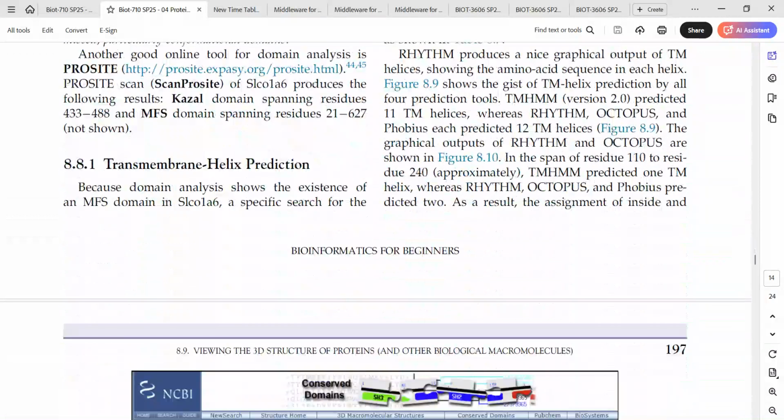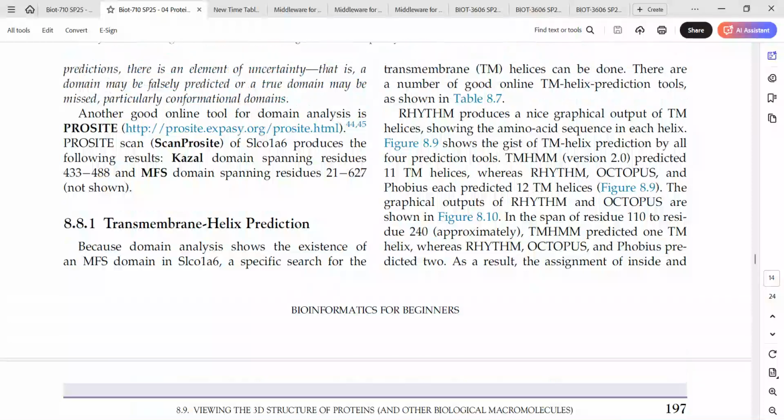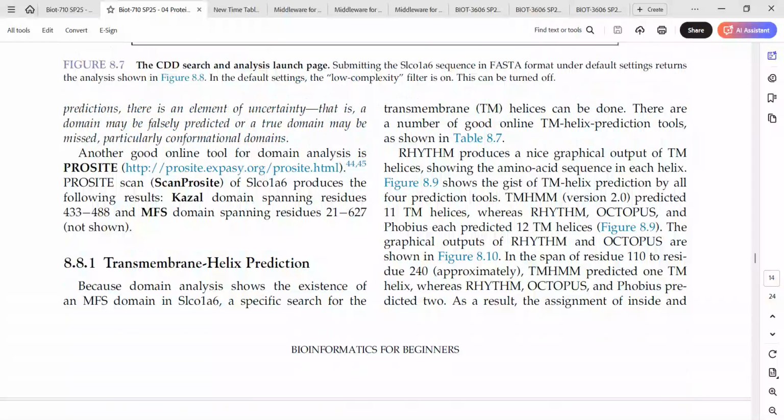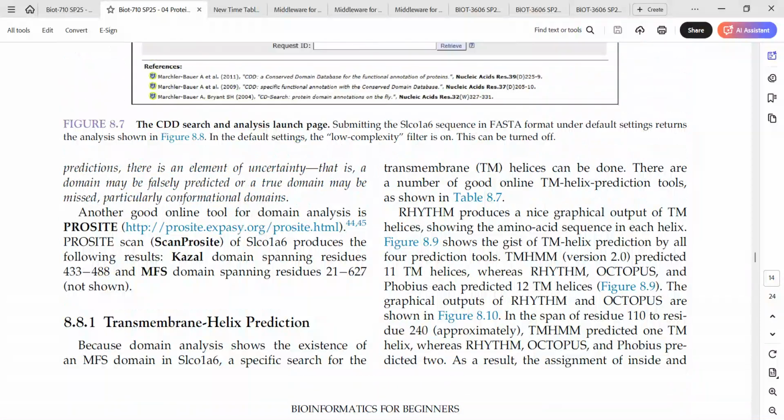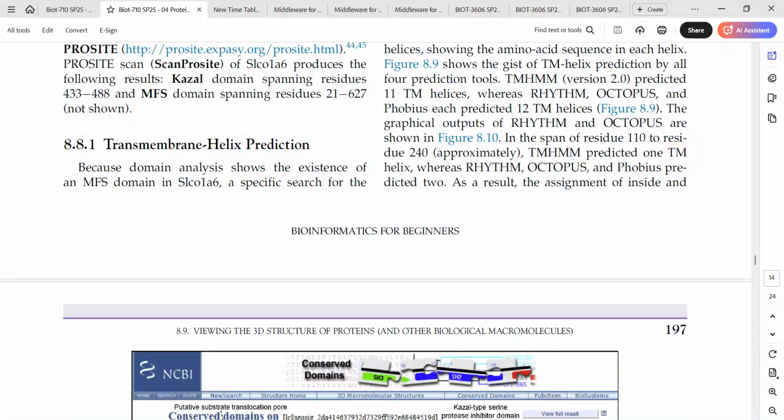Transmembrane helix prediction. Again, we have a tool which can predict whether a protein is present in a membrane or not. The tool name is, I think, TMHMM.